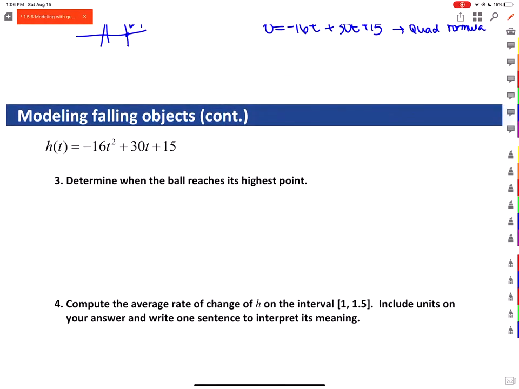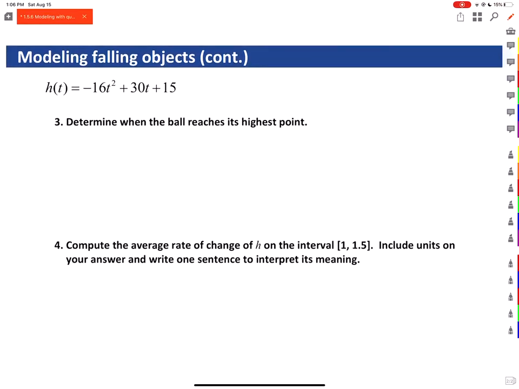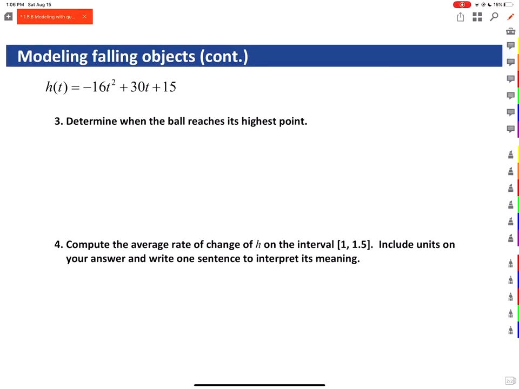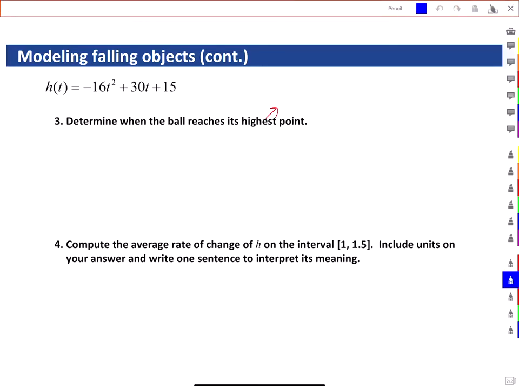I went ahead and brought down my equation that we had up here. I typed that out just so I didn't have to try to remember it. Then we want to determine when the ball reaches its highest point. Okay, so because this a value is negative, my parabola opens down, as we've already seen. So then we know it's going to reach its highest point at the vertex. See, I keep forgetting to grab my blue pen.